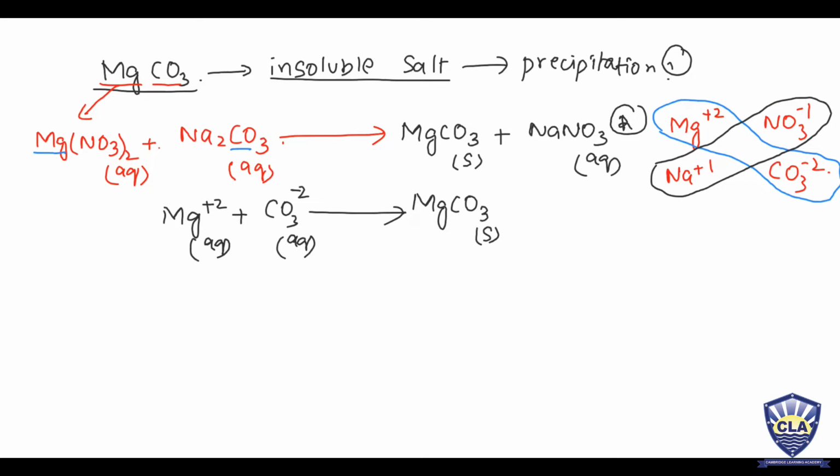Now how could you write its description? I told you yesterday: mix aqueous magnesium nitrate with aqueous sodium carbonate till a precipitate of magnesium carbonate is formed. Filter the precipitate, wash the precipitate with distilled water so that the soluble impurities will wash away, and dry in the hot oven. So this is the description I told you yesterday.